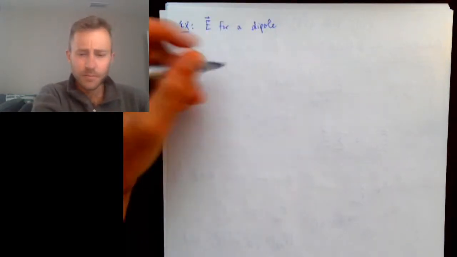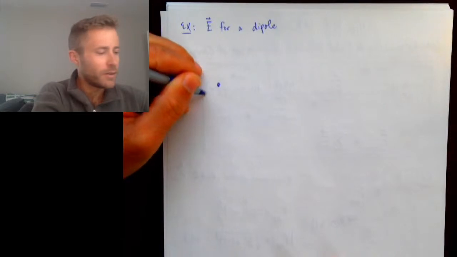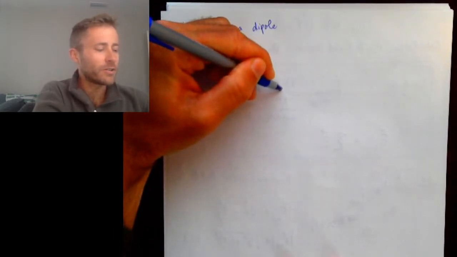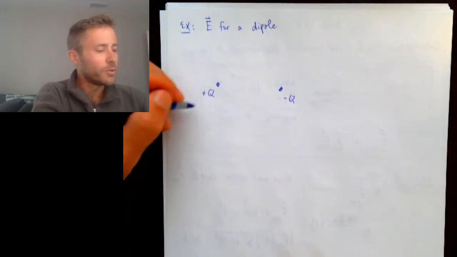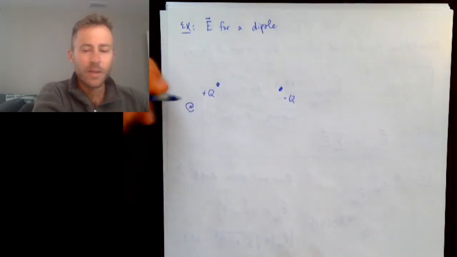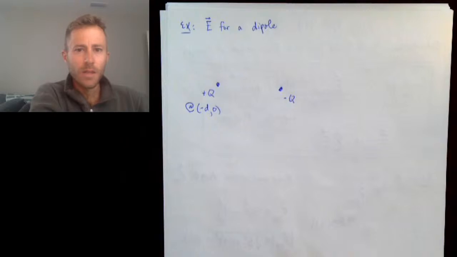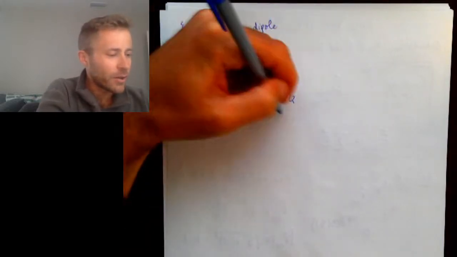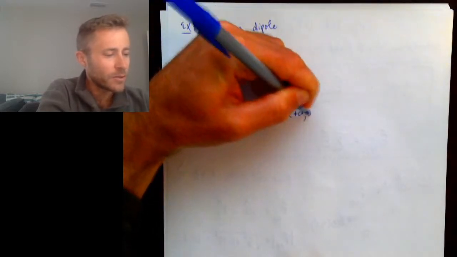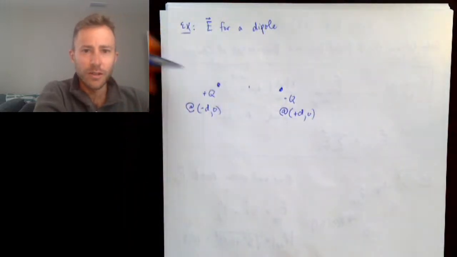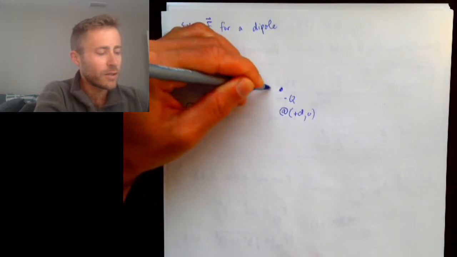A dipole means you have a positive charge and an equal amount of negative charge that are side by side, separated by some distance. We'll say that this positive charge is at coordinates negative d, 0. The negative charge is at coordinates positive d, 0. Here's the origin, halfway in between them. This distance right here is d, and this distance right here is d.